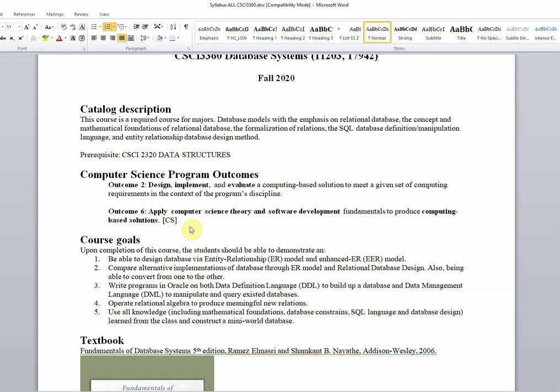You need to apply computer science theory and software development. So the theory in this class is going to be the database, relational database concepts. Software development is using the Oracle DBMS fundamentals to produce computing-based solutions.